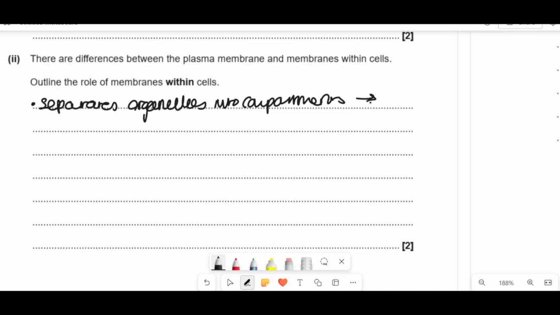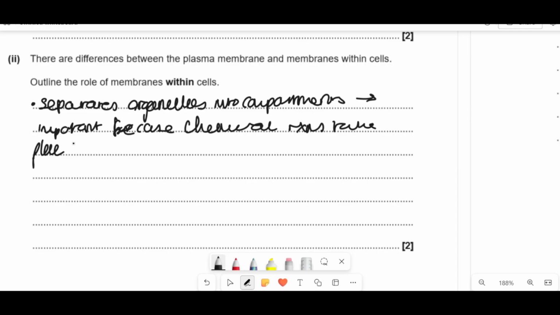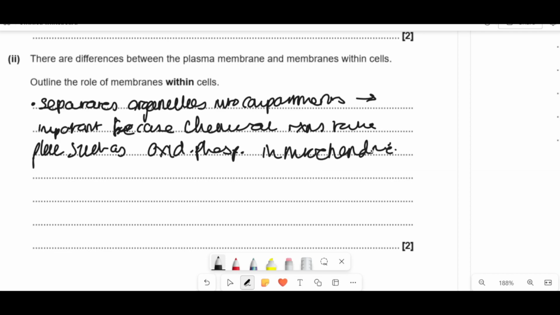If I take, for example, the mitochondria, it's important because chemical reactions happen there, such as oxidative phosphorylation. And that's quite important because if you start leaking all those enzymes out, it can actually cause damage to cells, and we don't really want that. Other things you could say is that it allows attachment sites for enzymes, so ATP synthase, for example. That's the one that's screaming out to me.